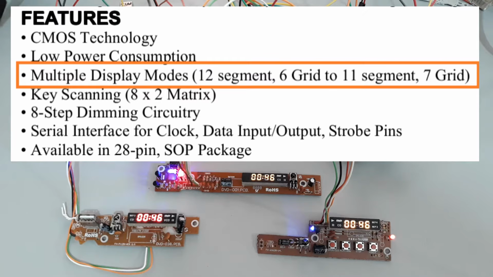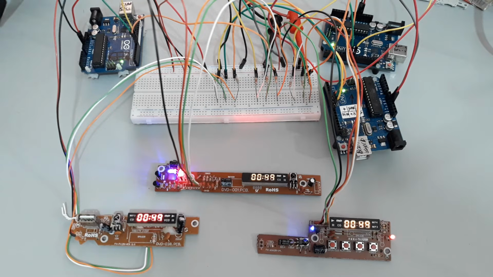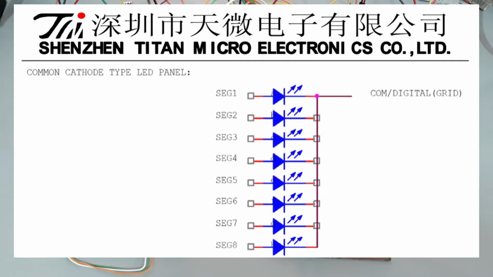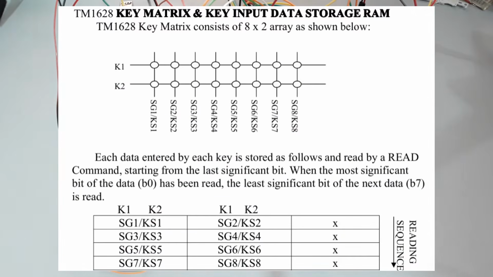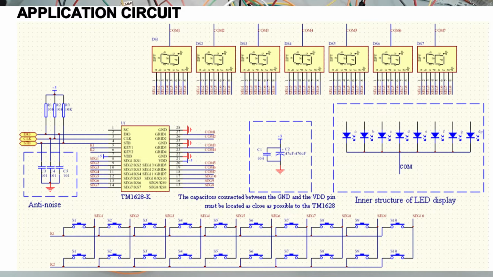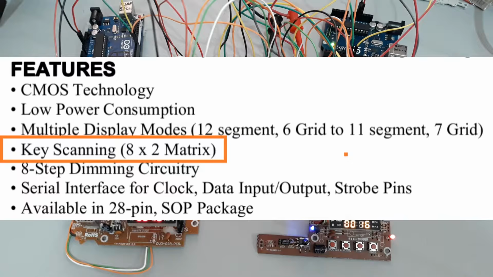It supports 12 segments in 6 grids or 11 segments in 7 grids. The recommended displays are common cathode LED. There seems to be some confusion in the datasheet regarding its key capacity. In the diagram, it shows 2 by 8, which results in 16 keys, but in the schematic there are 20 keys. It is not important because we don't usually use that many keys, and the correct number of keys supported can always be verified.